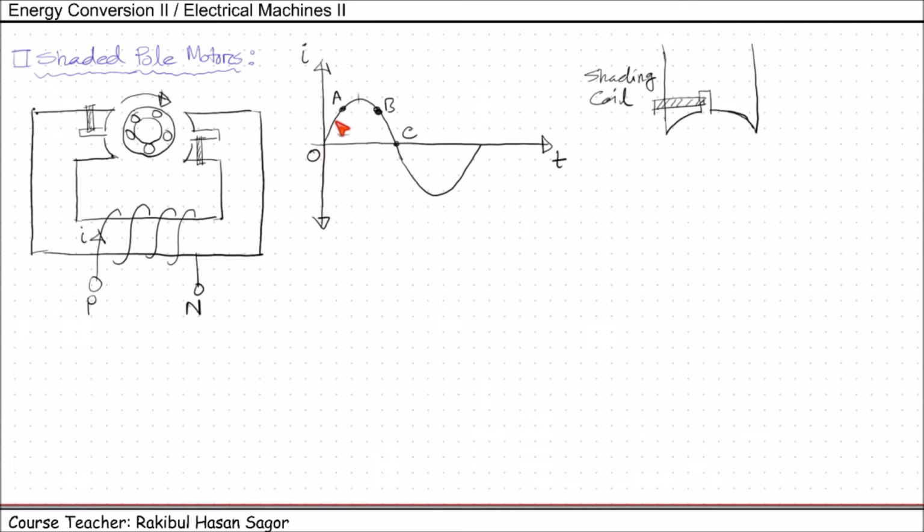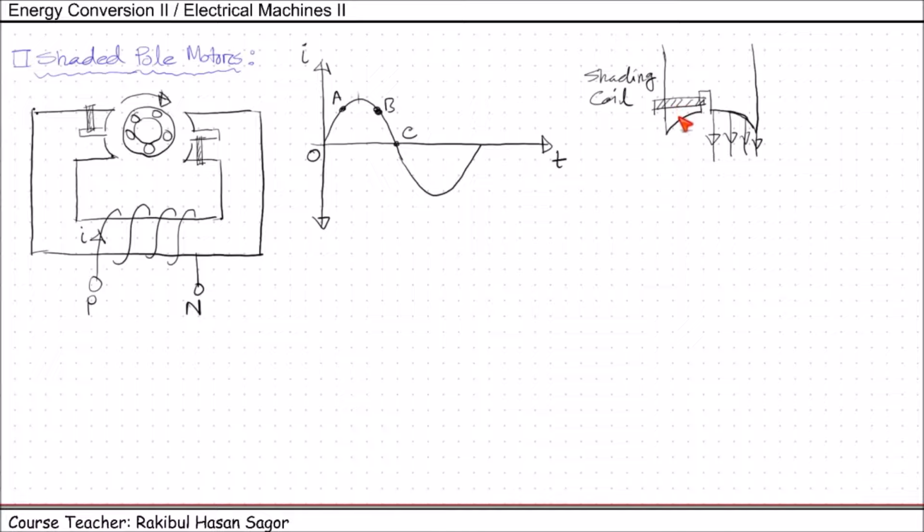Now when current starts flowing, there will be creation of magnetic flux here. Now when current moves from O to A of the alternating current cycle, the flux begins to increase. Here it will be increased. But when there is a rapid change in current in this region, due to change in current, there will be an induced EMF in the shading coil.